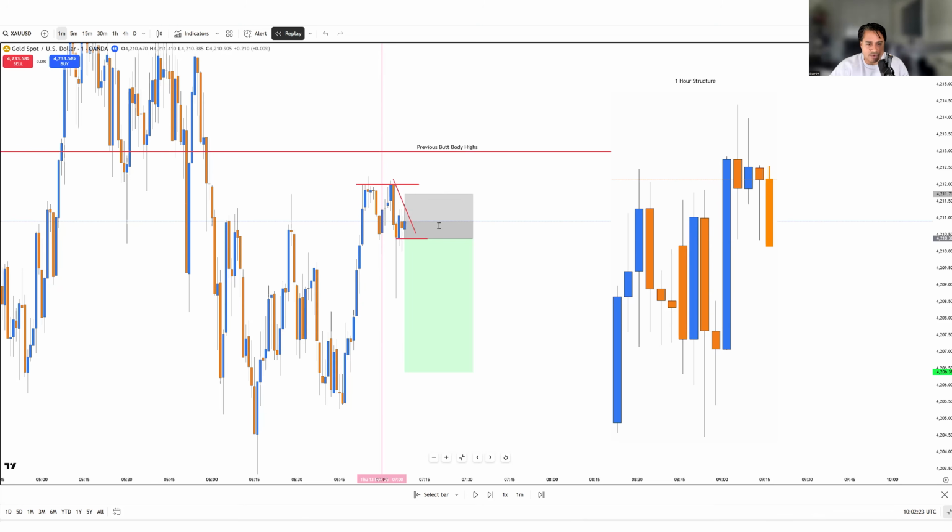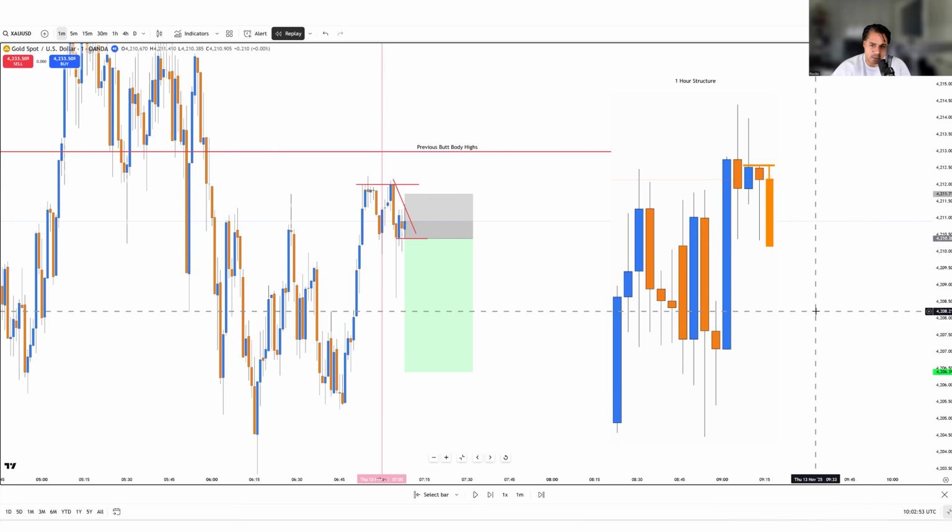So if you look at the previous hour, what we have here is what we call butt bodies. You can see that the previous candle has closed at the same level as the previous candle. So however you want to call this, resistance, a failure to break the high, or as we call it, butt bodies, price is not broken above. It has attempted to push higher, failed, and then closed as butt bodies.